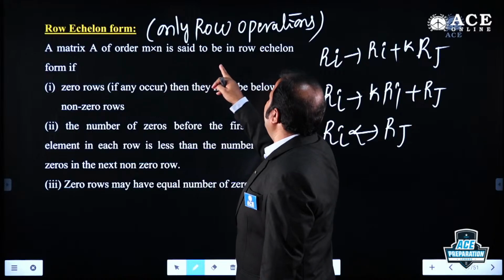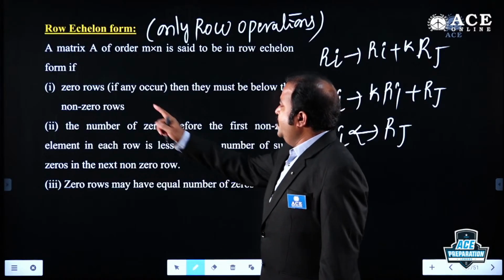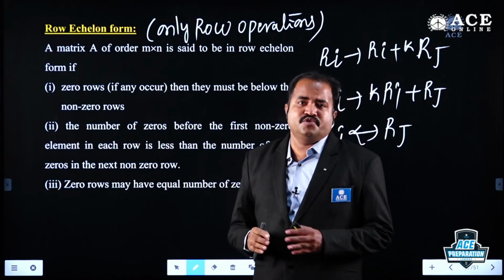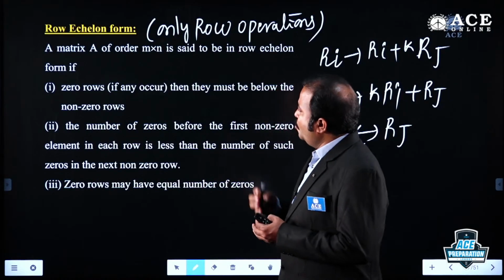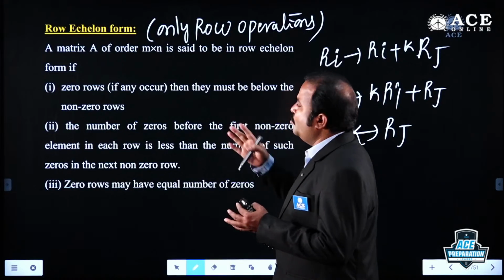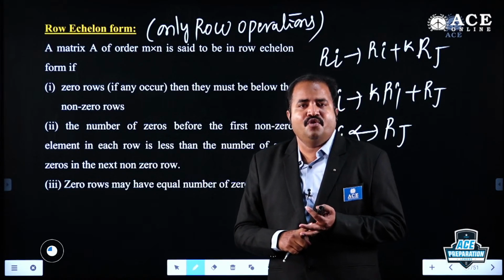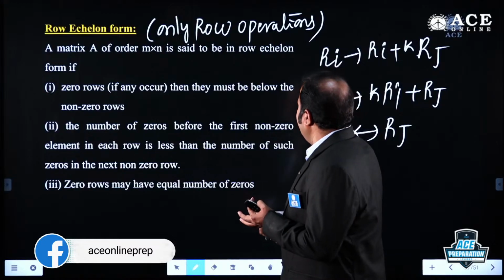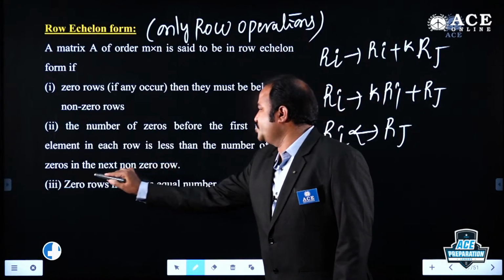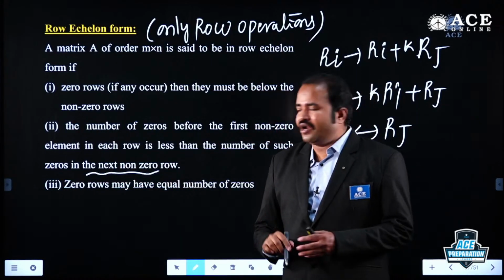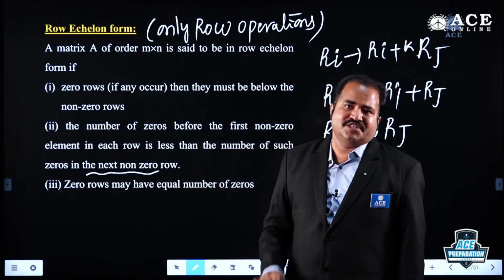A matrix A of order m by n is said to be in row echelon form if the following conditions are satisfied. There are three conditions. Zero rows, if any occur. Zero row means all elements are zero in that row. Otherwise, we call it a non-zero row. So zero rows, if any occur, must be below the non-zero rows. This is the first condition. The second condition is that the number of zeros before the first non-zero element in each row is less than the number of such zeros in the next row. What is the third condition? Zero rows may have an equal number of zeros. So these three conditions are to be satisfied.